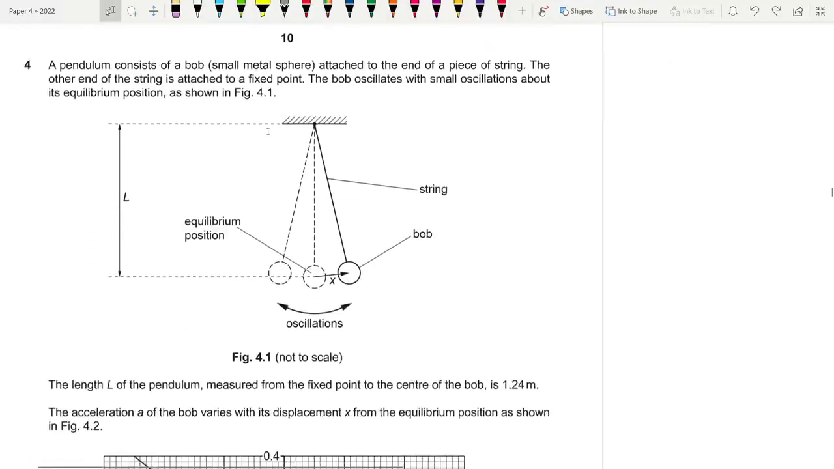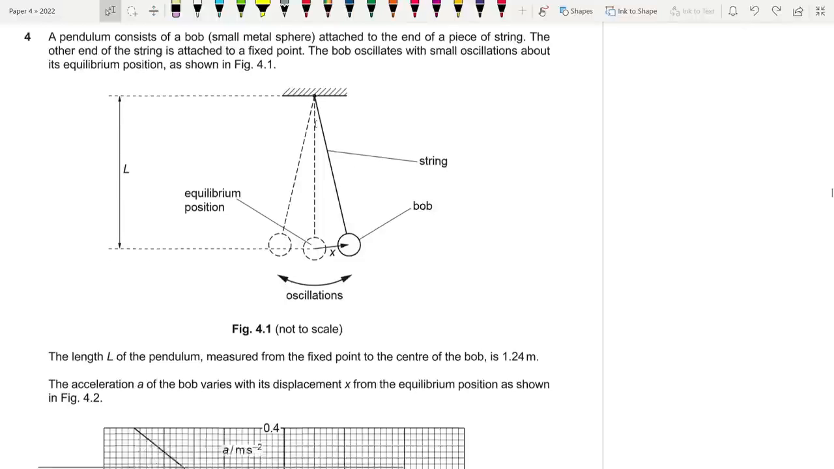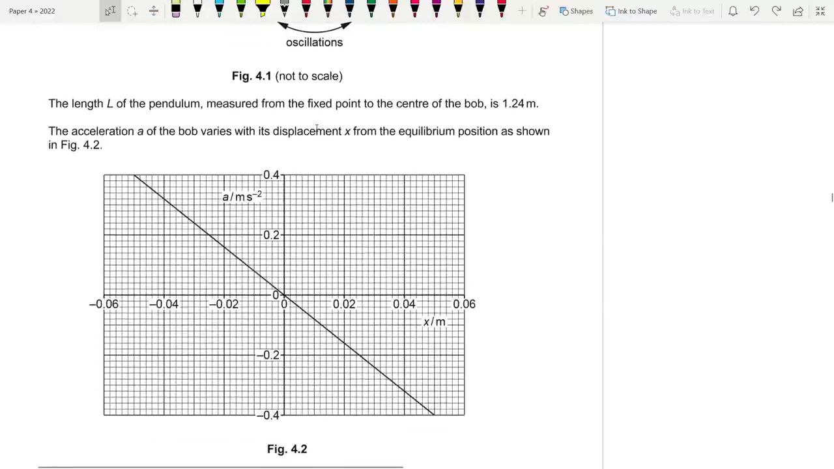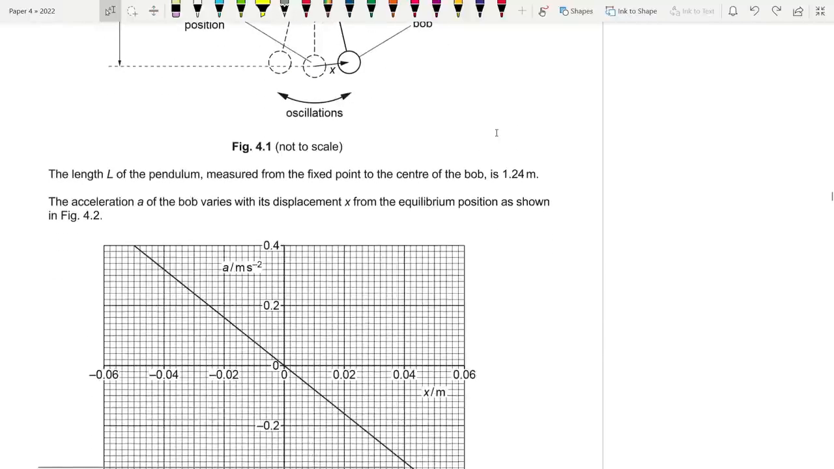A pendulum consists of a bob, a small metal sphere attached to the end of a piece of string. The other end of the string is attached to a fixed point. The bob oscillates with small oscillations about its equilibrium position as shown. The length of the pendulum measured from the fixed point to the center of the bob is 1.24 m. The acceleration a of the bob varies with its displacement x from the equilibrium position.